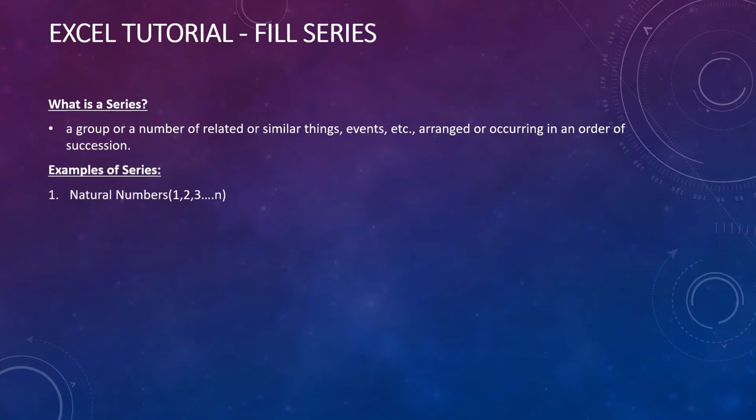Natural numbers like 1, 2, 3, etc. up to n can be called a series. Similarly, odd numbers can also be called a series. And we also know that even numbers can also be called a series.